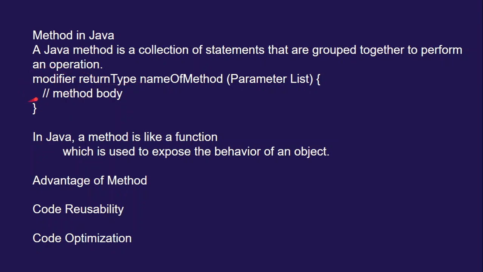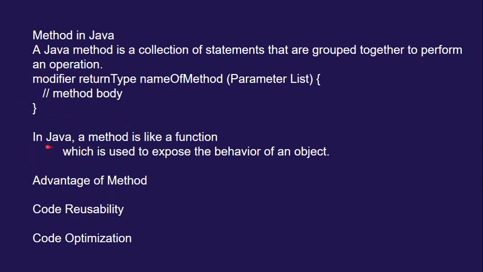So how to define the method? Modifier, return type, name of the method, parameter list. This is the way we can define the method. The modifier may be public static, then the return type such as int, void or string, and the name of the method is the name of the function, and this is the parameter list, that is the arguments. And then we have to write the statements of the function, what it is going to do. This is how we define a method in Java.